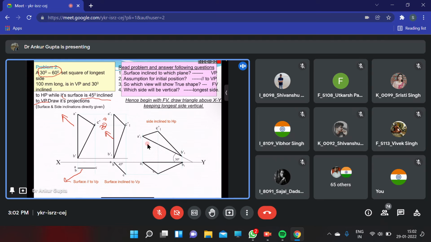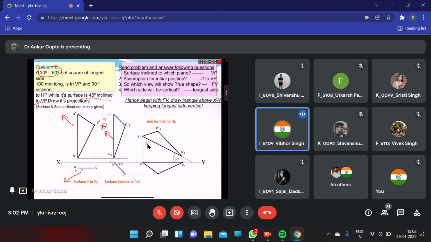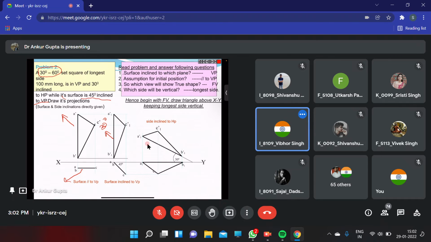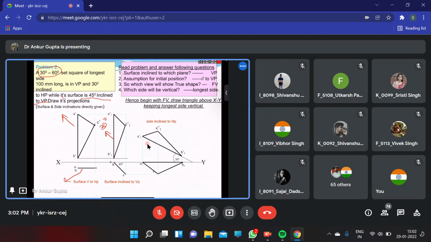और क्या assume करोगे बताओ? So we can take any side to be perpendicular to XY, right? देखो इसमें क्या लिखा है? A 30 degree 60 degree set square of longest side 100 mm is in VP. Which side is in VP? 100 mm long is in VP. So this side is on VP ना? This is on vertical plane. आप इसको नहीं हिला सकते. This will always rest on vertical plane.